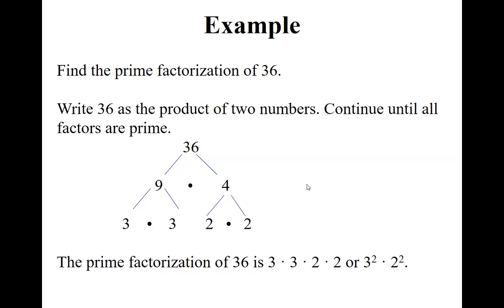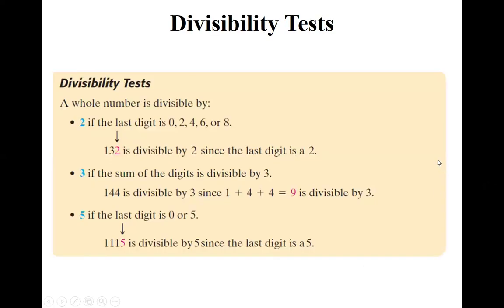To assist with breaking numbers up, it might be helpful to know the divisibility tests, at least the ones for 2, 3, and 5. A whole number is divisible by 2 if the last digit is even. If the last digit is 0, 2, 4, 6, or 8, we can divide by 2. 2 will be a factor.